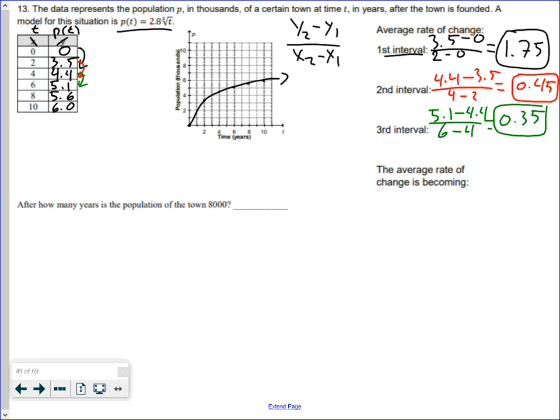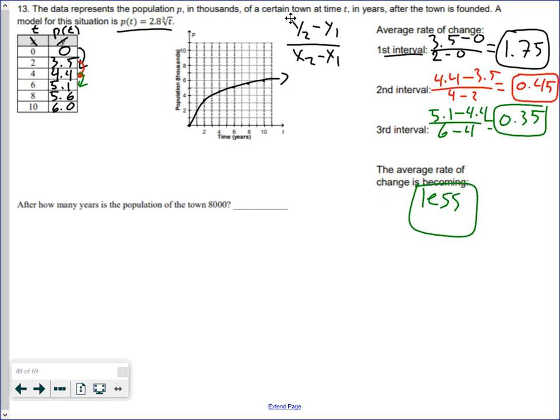So now we're asking, is the average rate of change becoming bigger or smaller? And it's becoming smaller, or less. We can see as we go up in intervals, the average rate of change is getting smaller and smaller. So the average rate of change is becoming less.